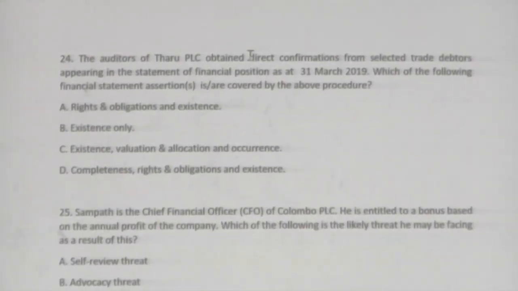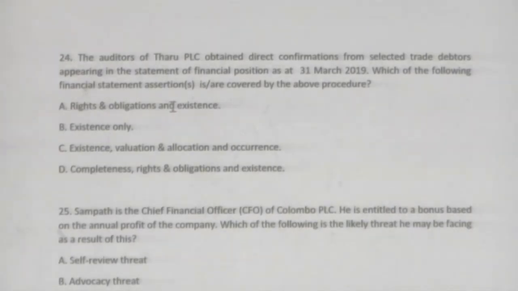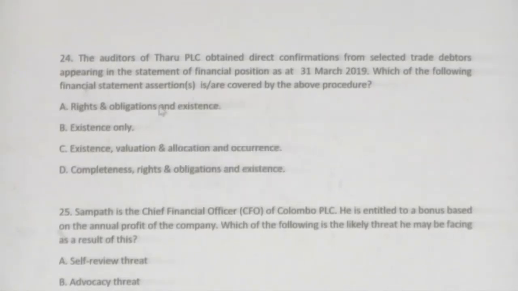So what does it mean to us? When the debtor says it's 100,000, it means the 100,000 is not a fake balance, there is actually a debtor who owes 100,000 and we can go and collect. So here, it is a right, for an asset. Obligation is applicable only for liability, and in this case we are talking about a right. So existence. Now the question here is, which of the following assertions are covered in the above procedure.